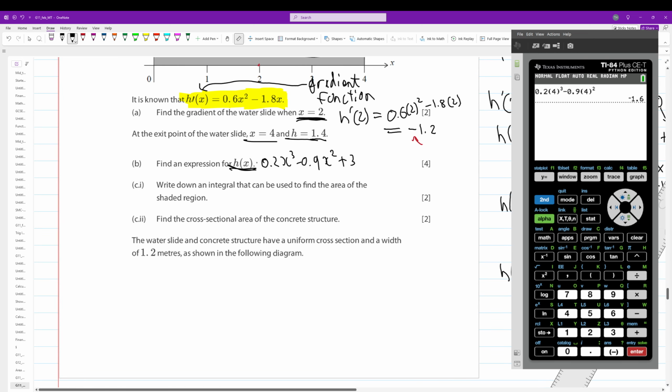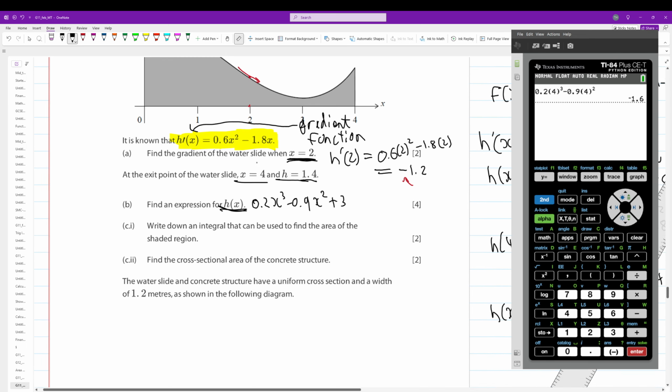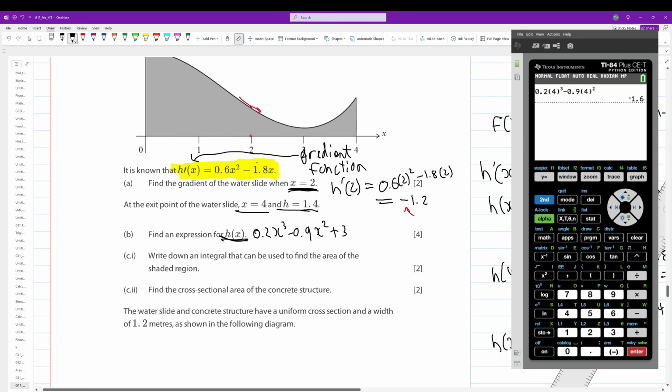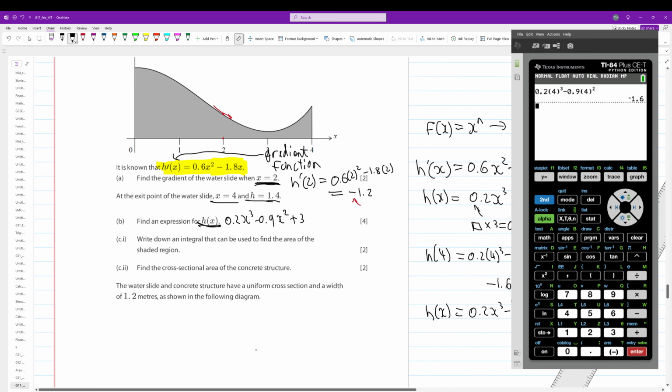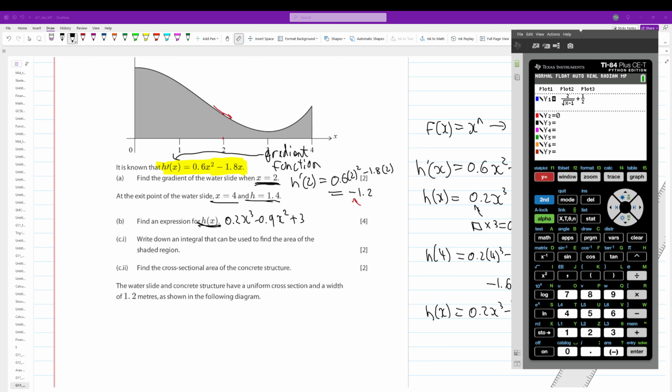Now at this point, I think it's really important that we remember how to double check things like this. I can put the function that we've just found into my calculator. Take away 0.9 x squared, add 3. Graph, boom.